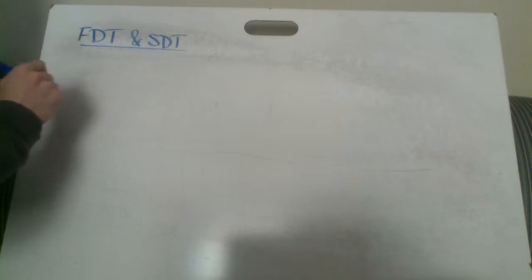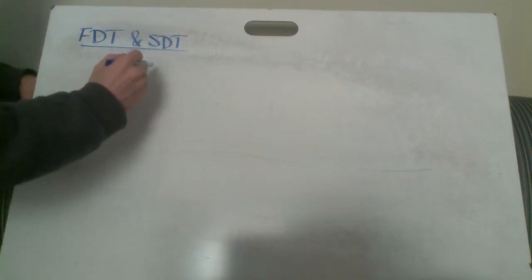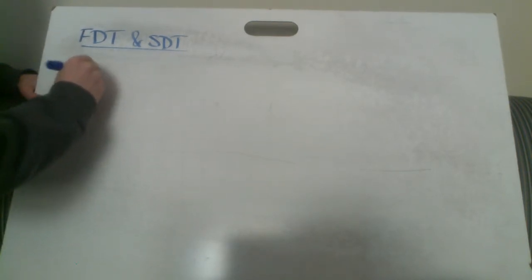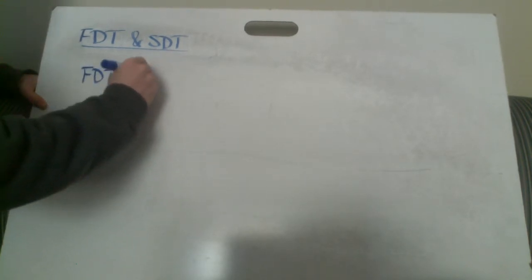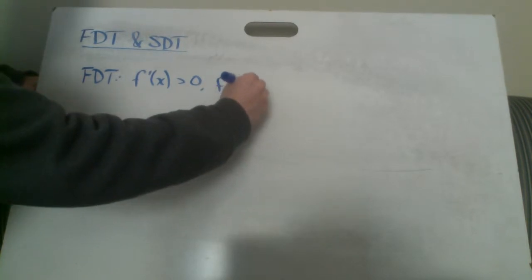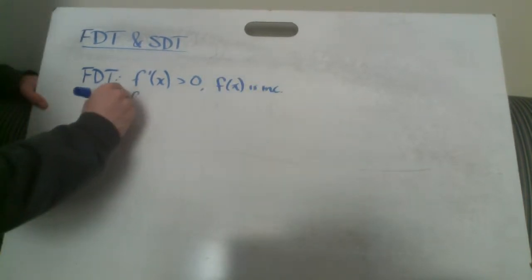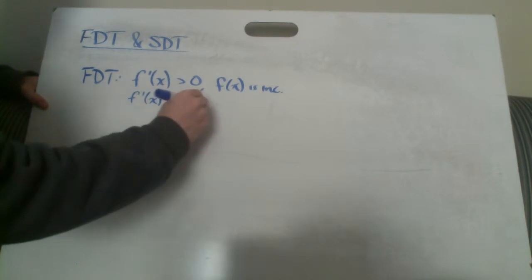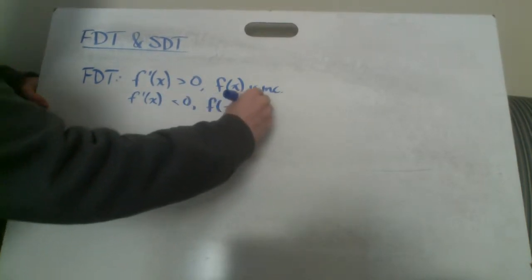With the first derivative test, we can figure out if our function is increasing or decreasing, since the first derivative tells us about the slope of the tangent line of the function. Whenever the slope of that tangent line is positive, our function's increasing. Whenever the slope of that tangent line is negative, our function's decreasing. So the first derivative test tells us if f prime of x is greater than 0, then f of x is increasing. And if f prime of x is less than 0, f of x is decreasing.